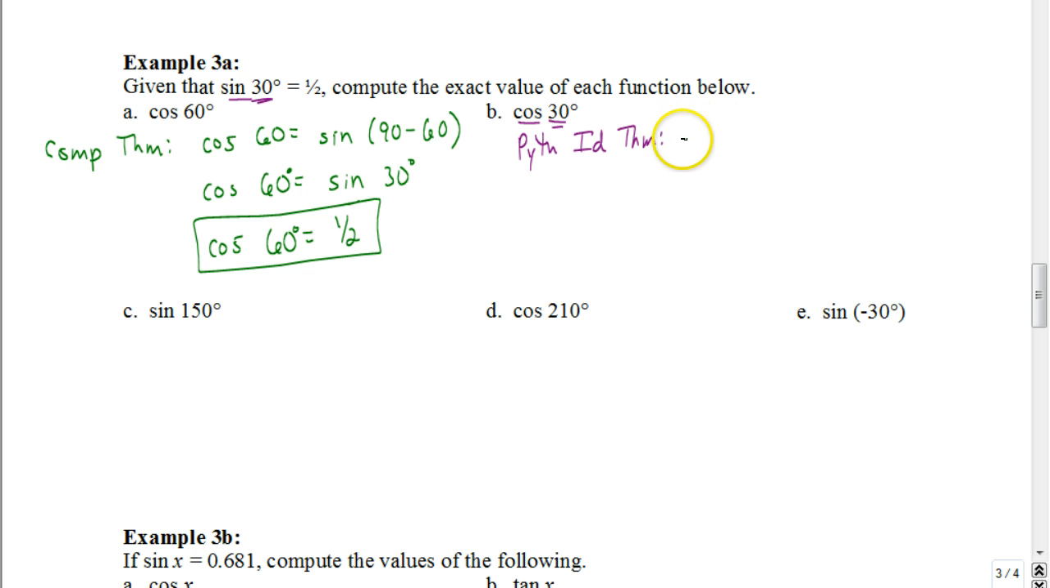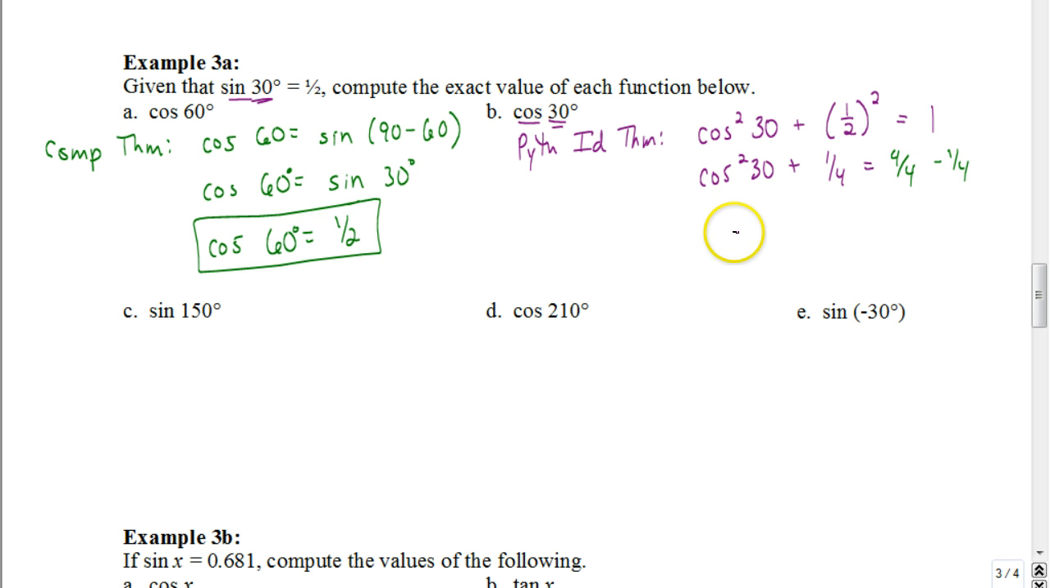So in this case, it's going to be the cosine squared of 30, which is what we're trying to figure out, plus the sine squared of 30. Well, we know that the sine of 30 is 1/2, so this is going to be plus 1/2 being squared. Together, that's going to equal 1. Now, I know that 1/2, when I square that, is 1/4. And I know that 1, when I end up subtracting 1/4 from both sides, 1 is the same as 4/4. So when I subtract 1/4 from that, I get the cosine squared of 30 equals 3/4.